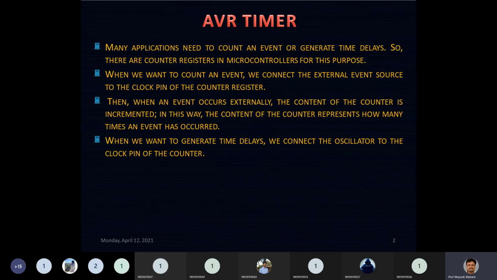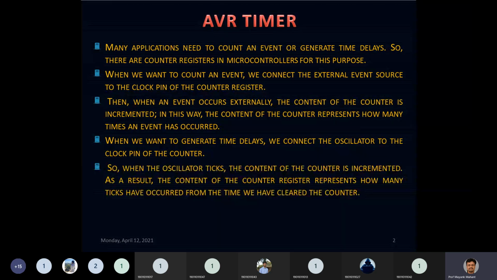So when we want to generate a time delay, this is a case where we want to count the number of events, but what happens if we want to generate a time delay? In that case, we need to connect the oscillator to the clock pin of the counter register. Whenever we connect the oscillator that we are using for running our system as a source of clock to the counter register, it generates a delay for us.